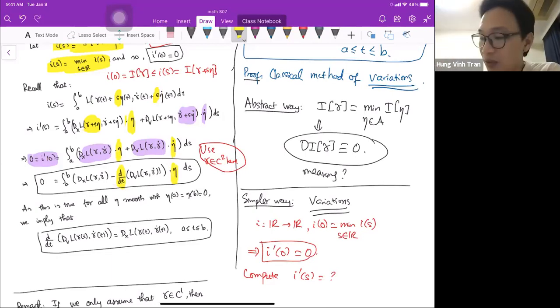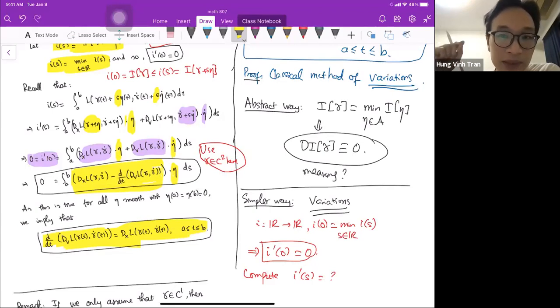So you have 0 equals this integral, with this whole thing here multiplied with eta, equal to 0 for any test function eta. That means the thing inside has to be 0, and that's exactly our Euler-Lagrange equation, and nothing more than that. As I said, we had to use the fact that gamma is C2 because we want to make sense of this derivative.